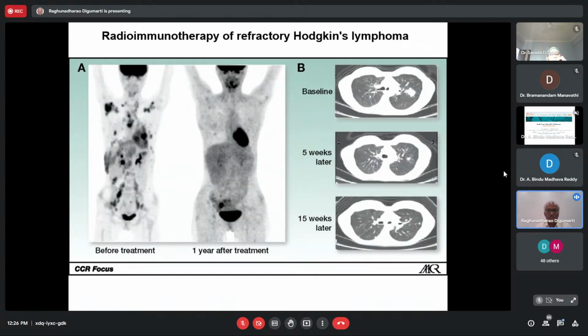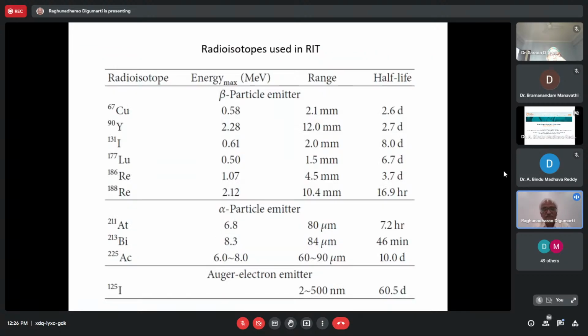Here is an example of a clinical patient, a terminally ill Hodgkin's lymphoma patient, who within just 5 weeks of treatment has no evidence of the Hodgkin's lymphoma at all. So that means you have a monoclonal antibody to which you tag a radio tracer that can be very highly effective in treatment. You can use any sort of radioisotope.